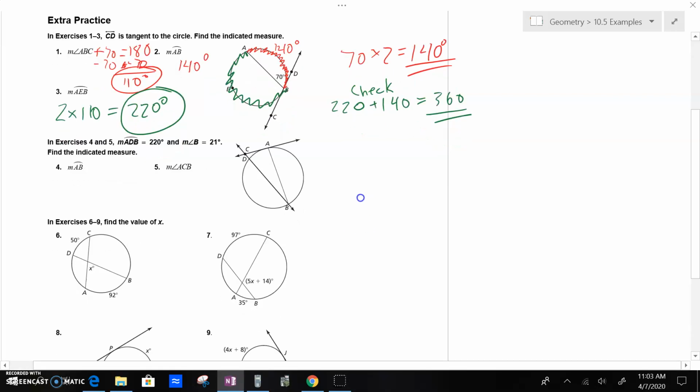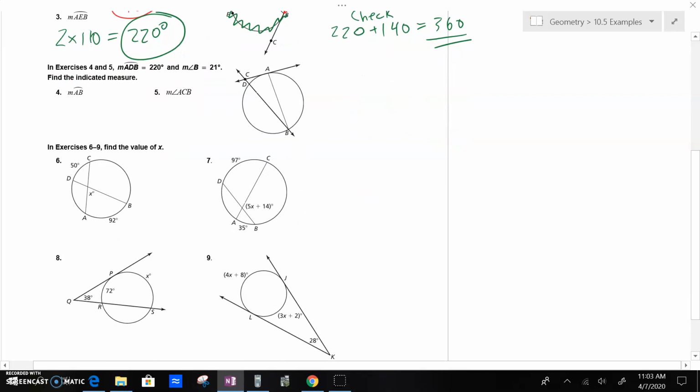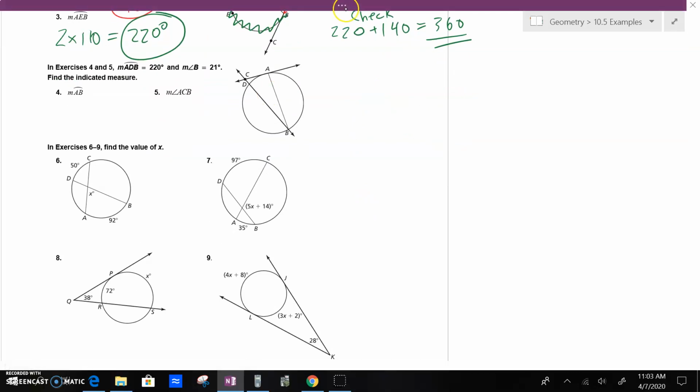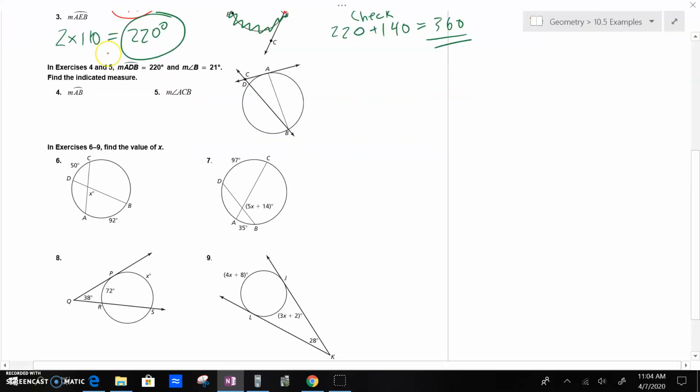Questions 4 and 5 both relate to this second picture. And actually, I'm going to jump back and use red again. I like red. I'm not sure why. So they're saying ADB, so that's arc ADB. Arc ADB goes from here all the way down to here. That's 220. They're also telling us angle B right in there is 21 degrees. So I'm just going to label in what we know, and then we're going to find the indicated measure.